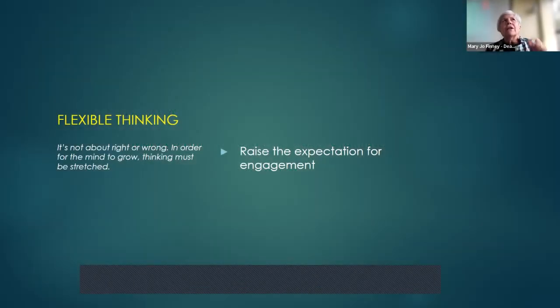When you're cultivating flexible thinking, it's not about right or wrong. It's that in order for any mind to grow, thinking has to be stretched. It has to be stretched. It has to be opened up. It has to flex. It has to move around.